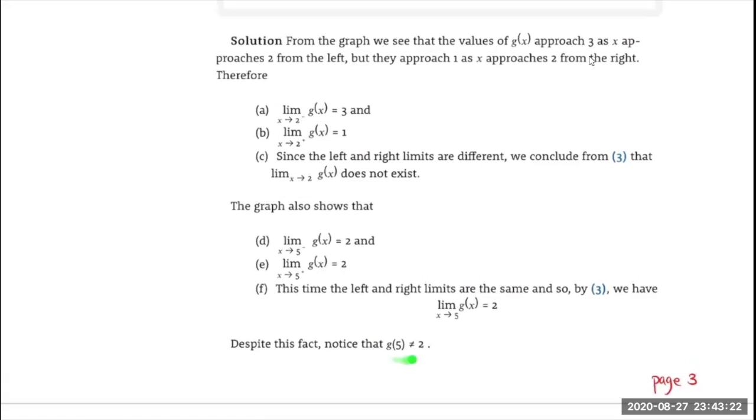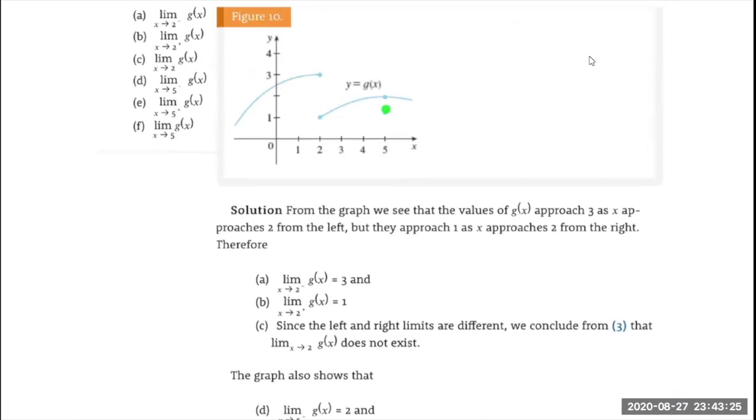This is true even though g of 5 does not equal 2. So the function value is not equal to 2. In fact, it's equal to maybe 1.2.